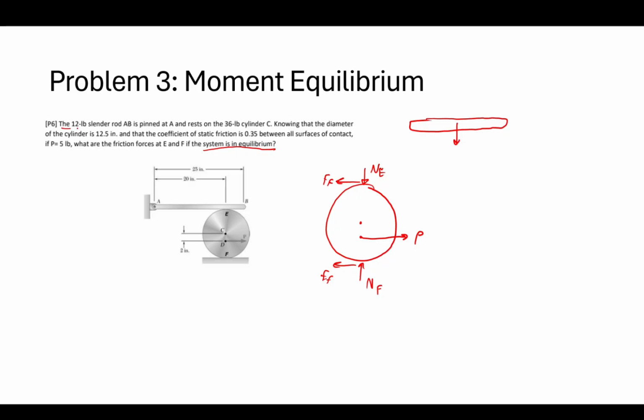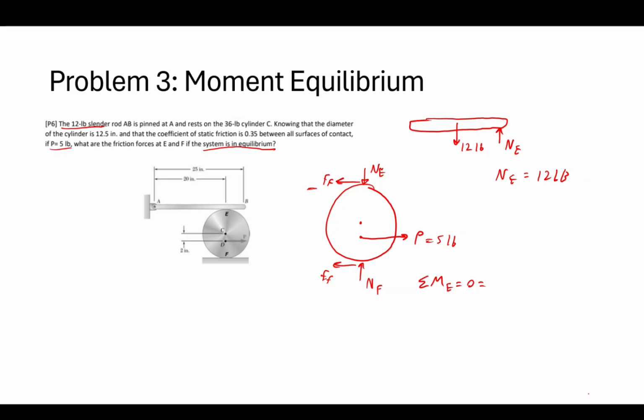So we're given that the bar is 12 pounds. We are also given that the P is 5 pounds. So the force P is 5 pounds. So let's just write those down first. This is going to be 5 pounds and this is 12 pounds. And we also have this normal force NE right here. So all we really get from the bar is that NE is equal to 12 pounds. So what we're going to do here is we're going to use sum of moments at point E and at point F to get rid of all of our unknowns and solve for the friction forces individually.